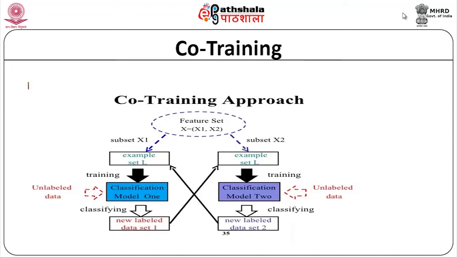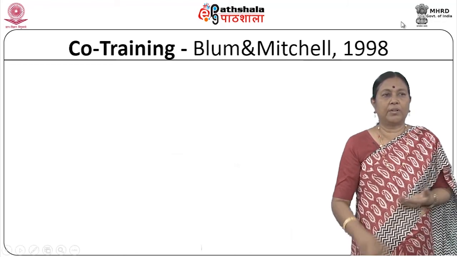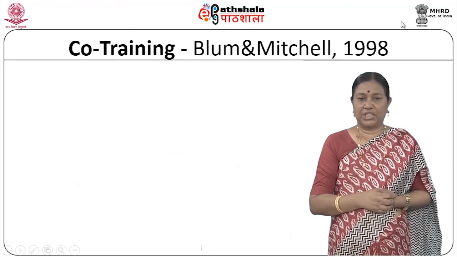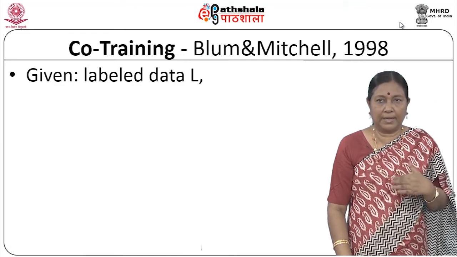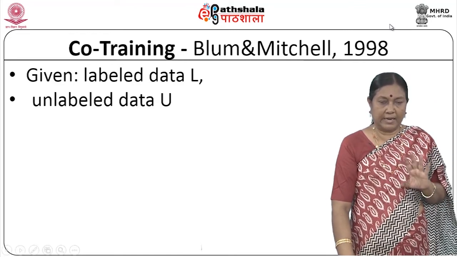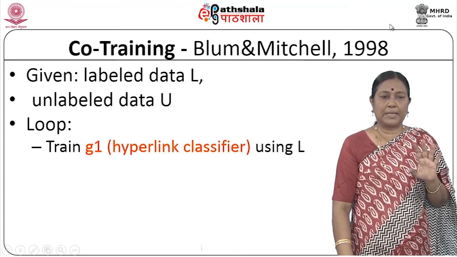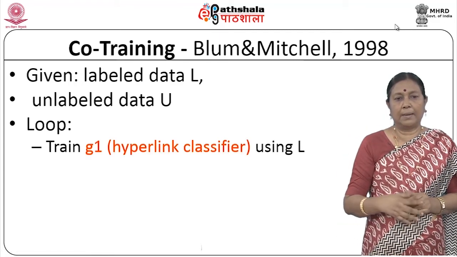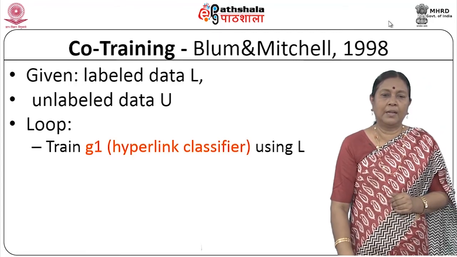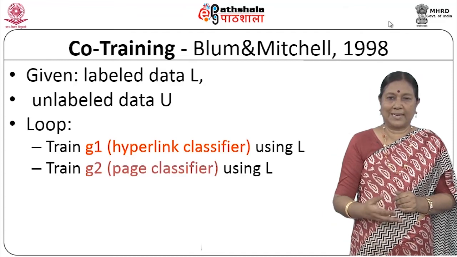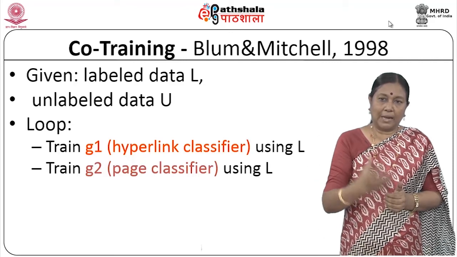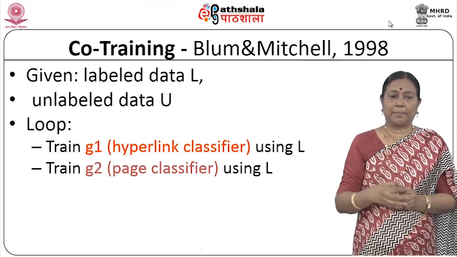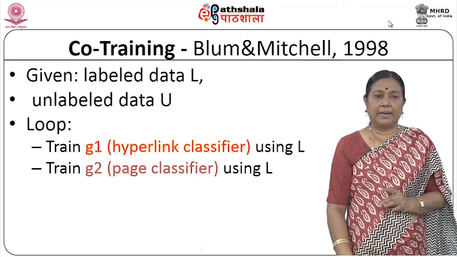So, this is the co-training approach, given by Blum and Mitchell in 1998. Given the labeled data L and the unlabeled data U, the loop is this: train G1, the hyperlink classifier, using L, and train G2, the page classifier. This was used for the page rank algorithm. The hyperlink classifier means the hyperlinks in the page, and the page classifier depends on the content.